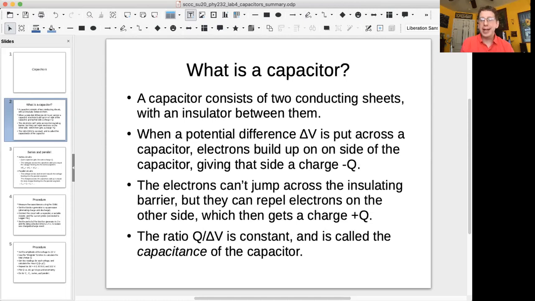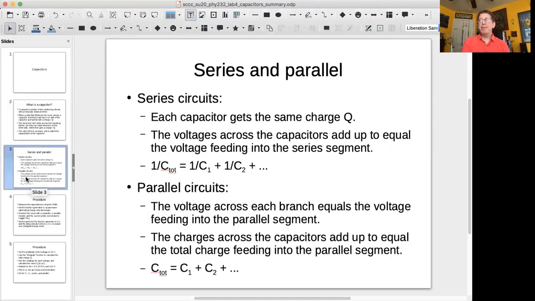Now you can connect multiple capacitors in combination. So the first type of combination is series. And in a series circuit, or in a series segment of a circuit, you have one capacitor and then you have the other capacitor. So they're connected to each other. And so the back of one is connected to the front of the other.